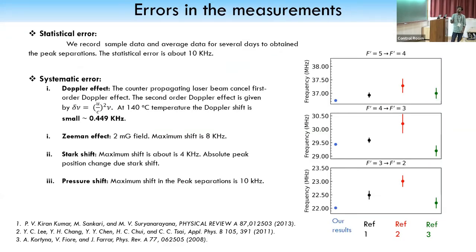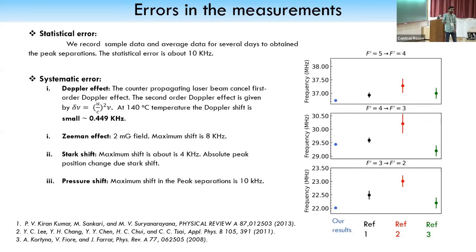Overall, in our measurement the statistical uncertainty is around 10 kilohertz. We are using counter-propagating beams, so that cancels the Doppler effect in the first order. But in the second order, we can have a Doppler effect of around 0.449 kilohertz. We are using magnetic shielding that reduces the external magnetic field to around 2 milligauss, so the maximum shift in the peak separation can be around 8 kilohertz. The Stark shift gives a maximum uncertainty of around 4 kilohertz, and the temperature shift gives around 10 kilohertz.